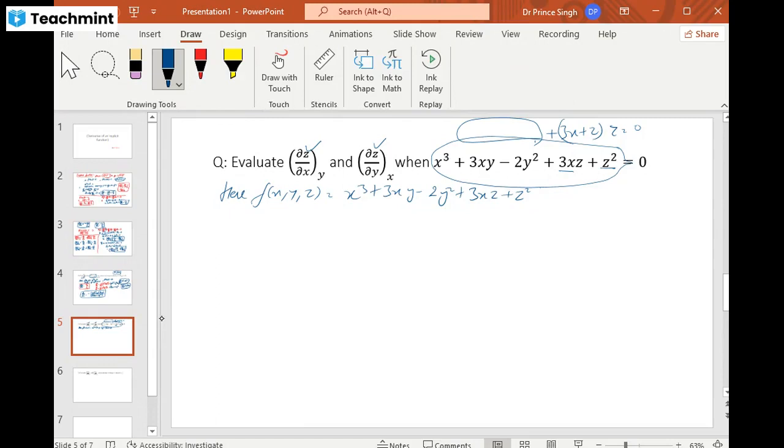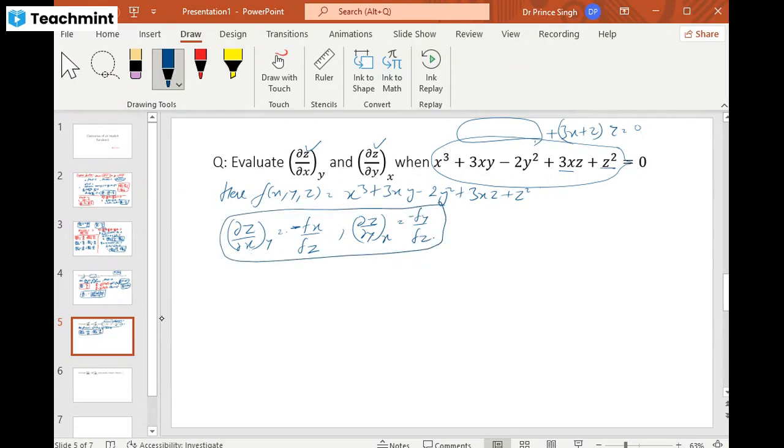So this is an implicit function, right? Now what do we need? We need curly z upon curly x, constant y. According to the derivative of an implicit function, this is minus of z in the numerator, x in the denominator, so in the reciprocal, x in the numerator and z in the denominator. And what about curly z upon curly y? Y is in the numerator and z is in the denominator. So we need the derivative of the function with respect to x, y, and z.